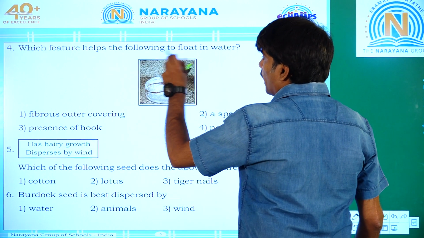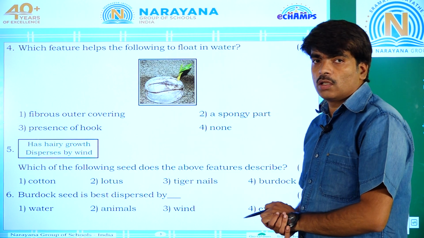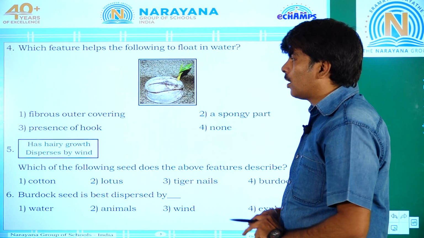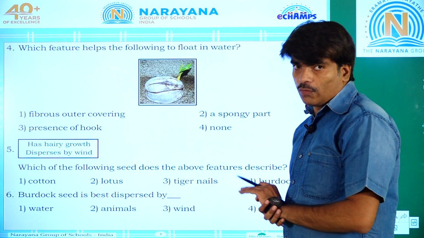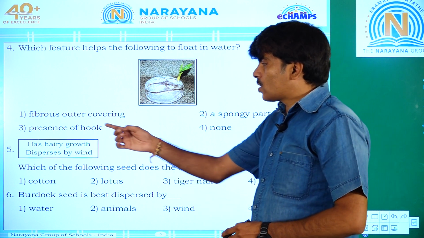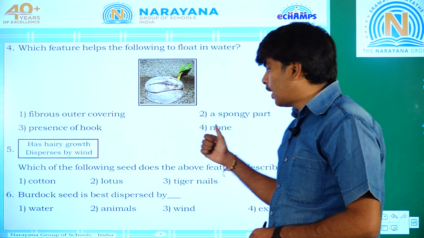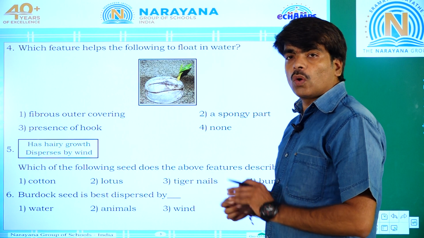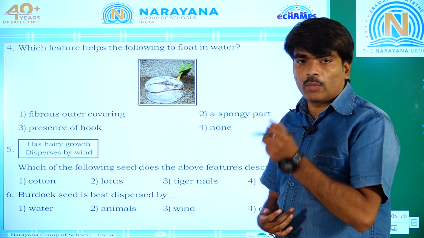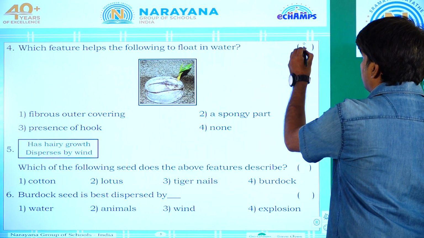Which feature helps the following to float in water? We have a dry coconut, which grows into a new plant. How does it float in the water? We know that coconut is dispersed by water because of its fibrous outer cover, or a spongy part, or presence of hooks, or none. When we open a coconut, we find the fibrous outer covering. Because of it, it floats on the water. So our option is 1.